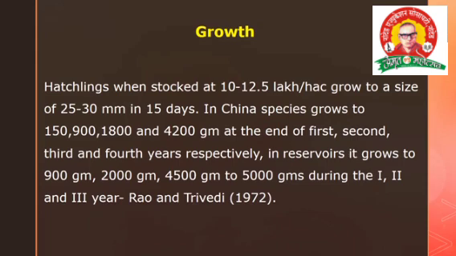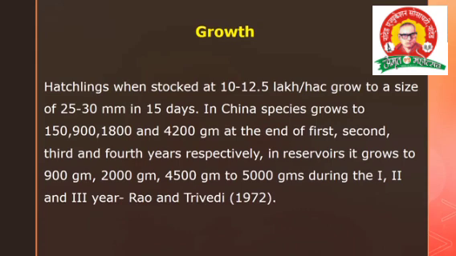You can minutely observe what I am saying, that the Chinese species grow 150 grams, 900 grams, 1800 grams and 4200 grams at the end of the first year, second year, third year and fourth year. Means in the first year it grows 150 grams, second year 900 grams, third year 1800 grams and fourth year 4200 grams. This is the explanation of the growth rate in China.